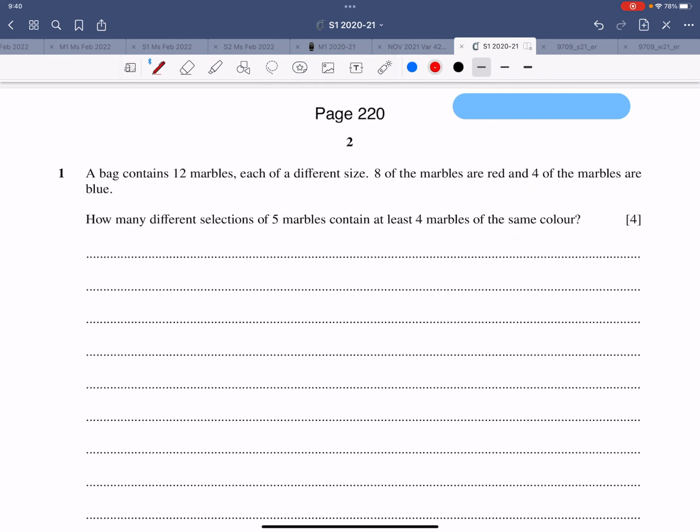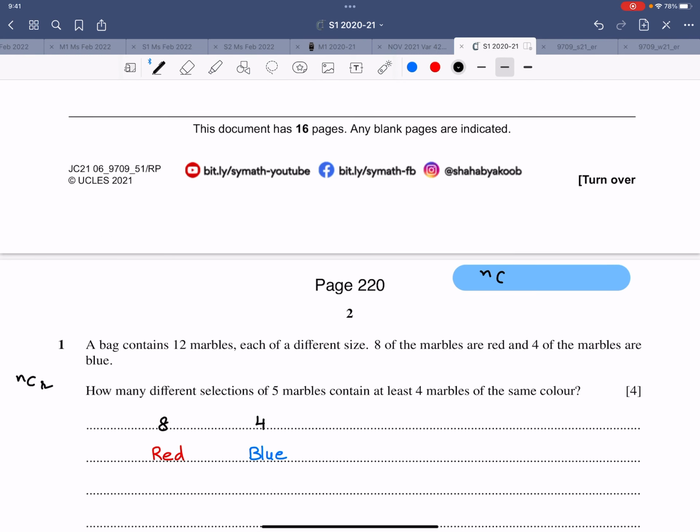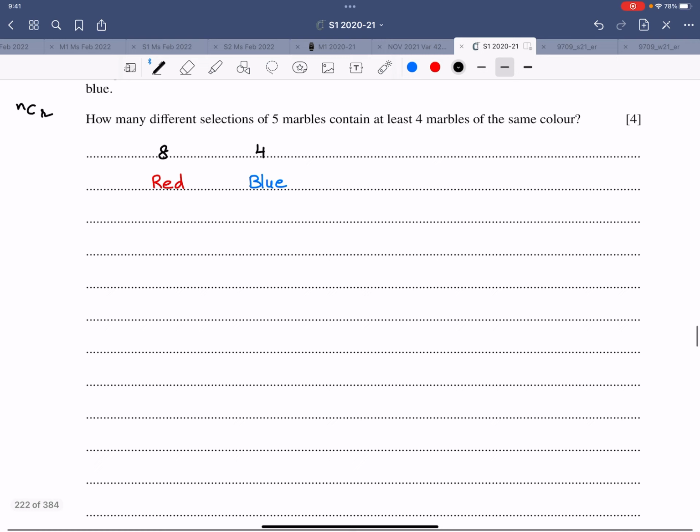So there are 8 red marbles and 4 blue marbles. So this is 8 and this is 4. How many different selections? That means it's a question of combination, nCr. So this is about combination. How many different selections of 5 marbles contain at least 4 marbles of the same color?